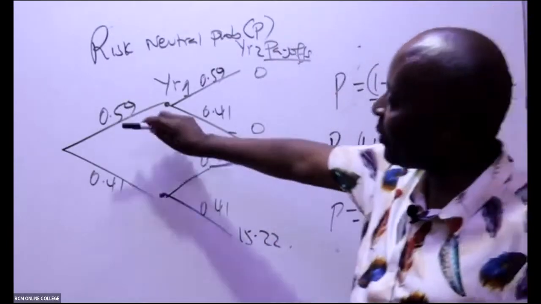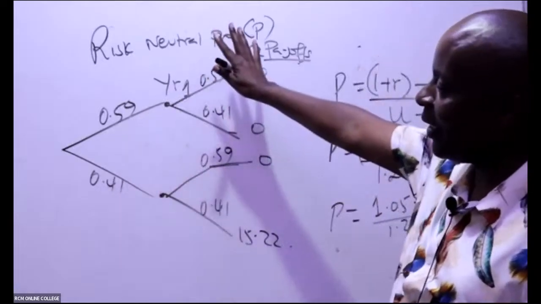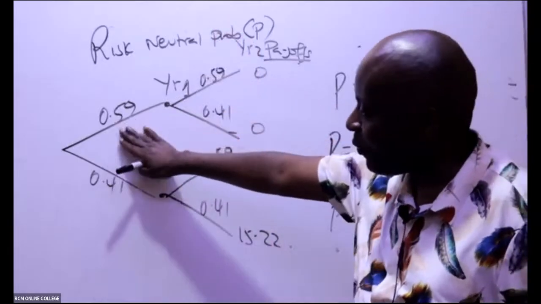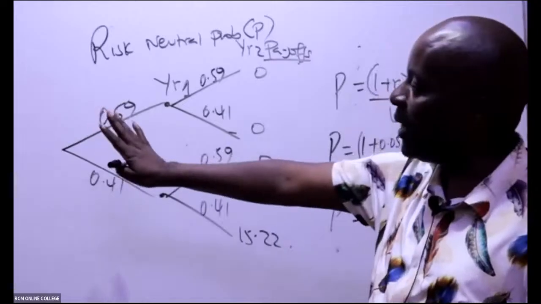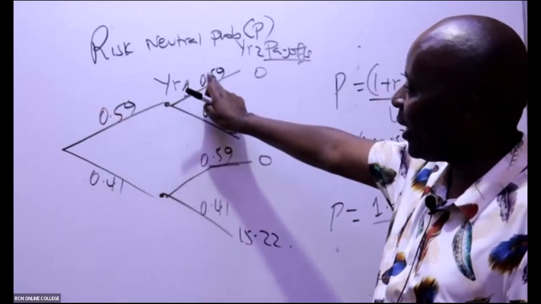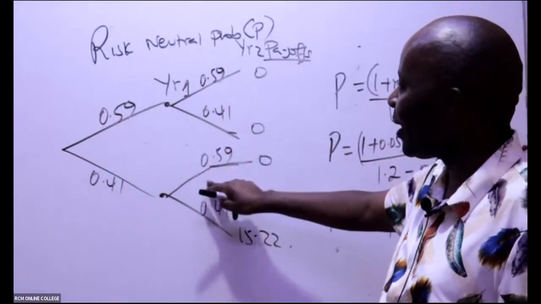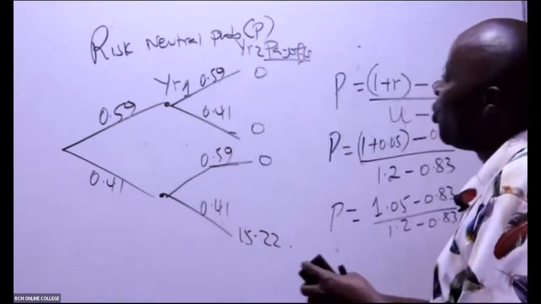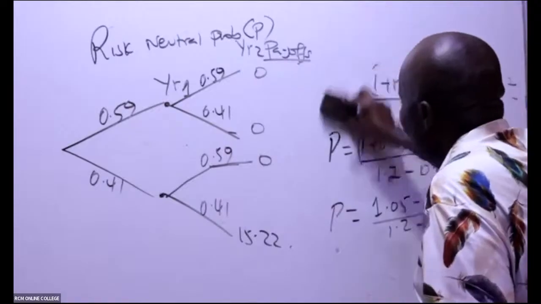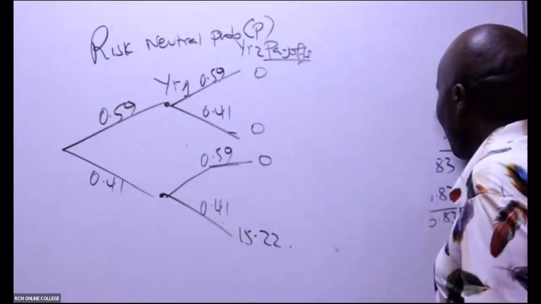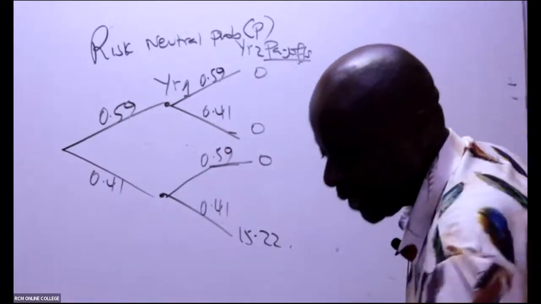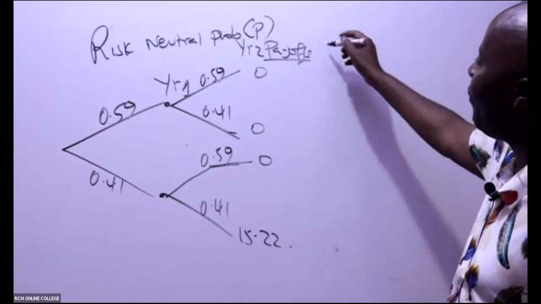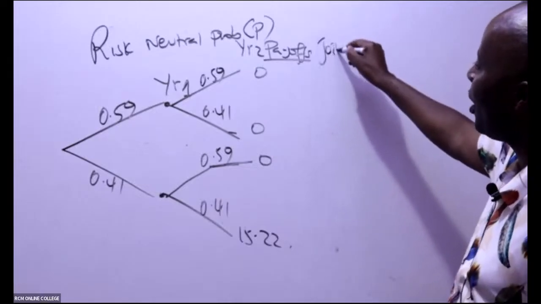Because once you get this 0.59 risk-neutral probability, automatically this will be 0.59. The other one will be complementary. 0.59, the upper one, like that. So you have your payoffs. What you need to do is to give us the joint probabilities, the JPs.